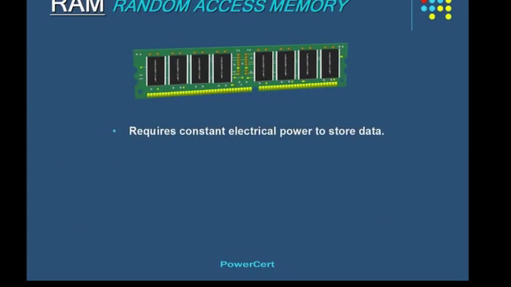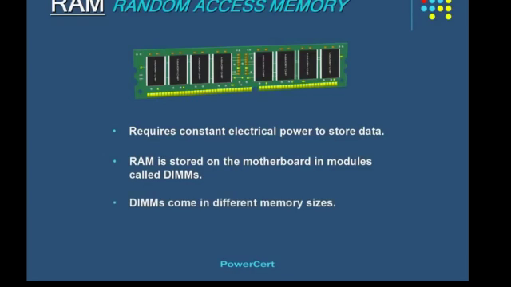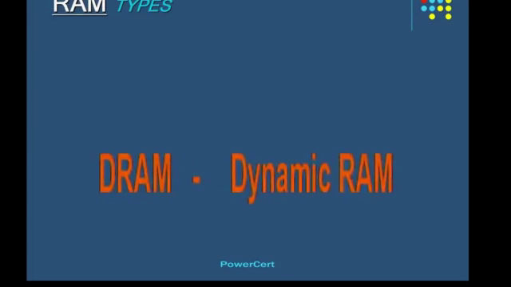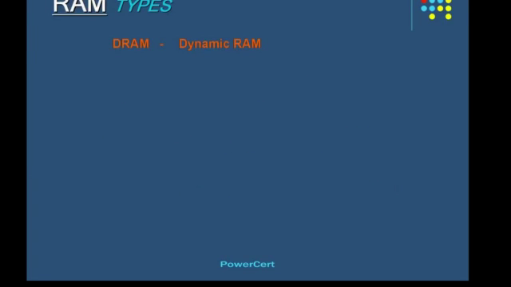RAM requires constant electrical power to store data, and if the power is turned off, then the data is erased. RAM is stored on the motherboard in modules called DIMMs. These DIMMs come in different memory sizes. Today, they range anywhere from 128 megs to 4 gigs of memory per DIMM or more. RAM also comes in different types, such as dynamic RAM or DRAM. DRAM is memory that contains capacitors, and because it has capacitors, it has to be refreshed often.